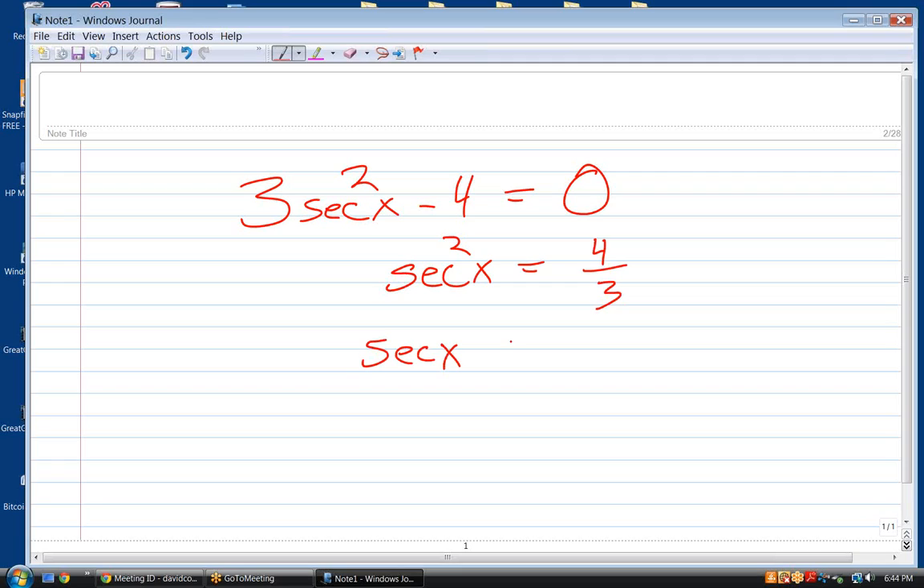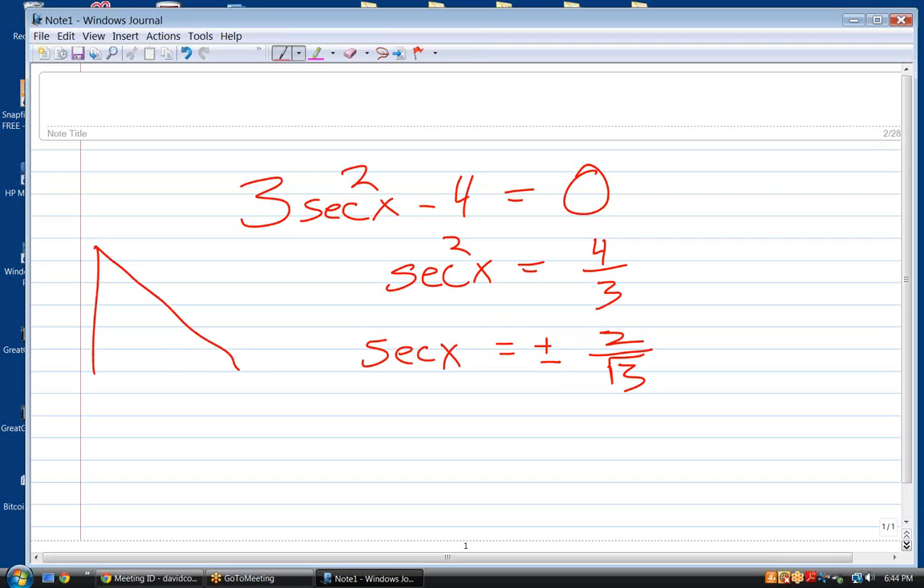So what's secant x equal? 2 over root 3. Plus or minus. Oh, right. And that's an important one because that's going to give you 2 extra solutions. And it is 2 over root 3. And let's leave it like that for the moment.